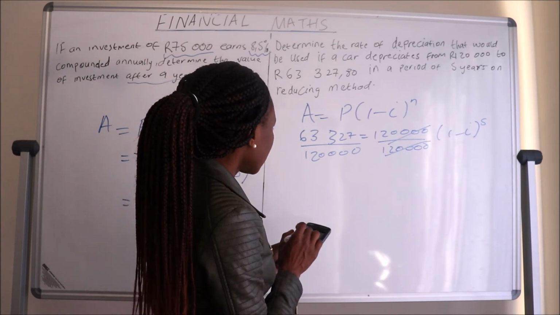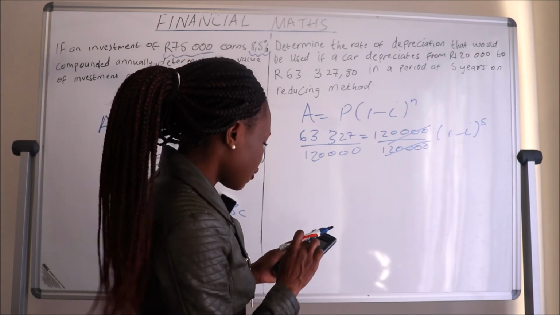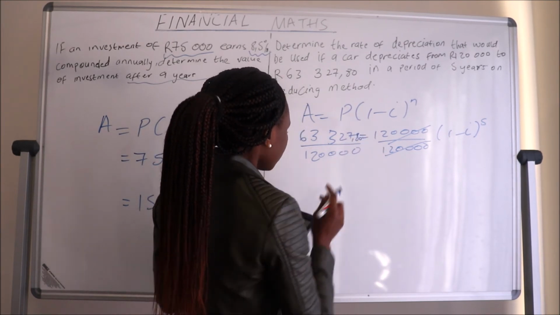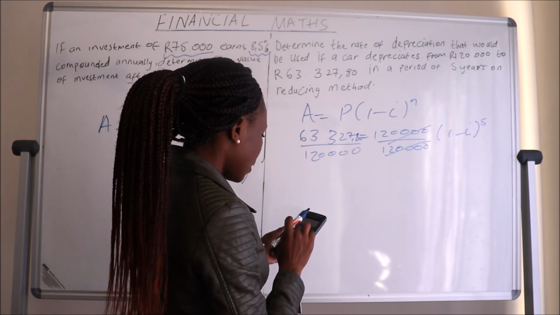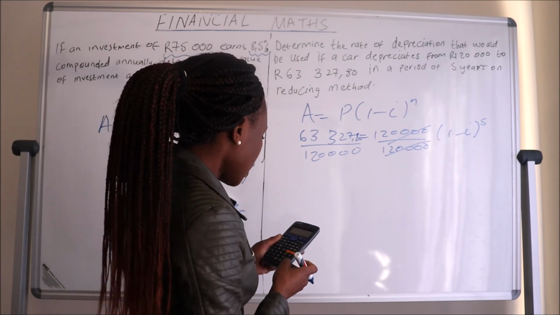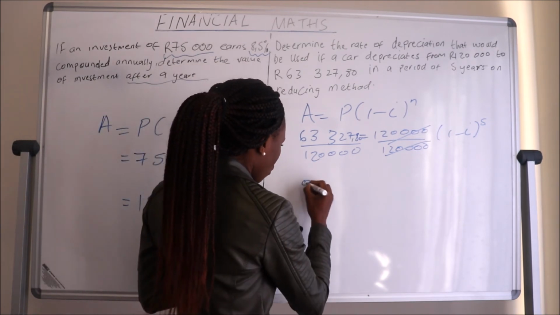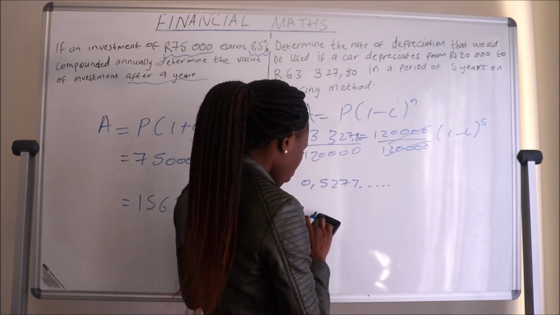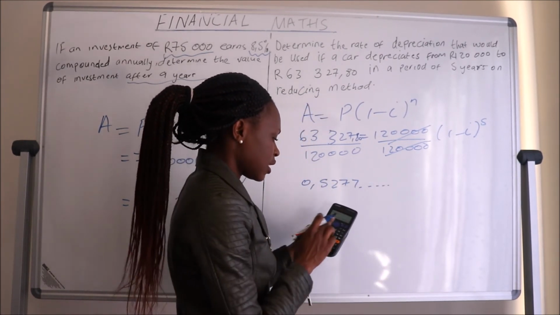So we have 63,327.80 cents. I actually forgot the 80 cents there. 63,327.80 divided by 120,000. This will give 0.5277 going on and on. So I will just save this in my calculator. I save it at A.